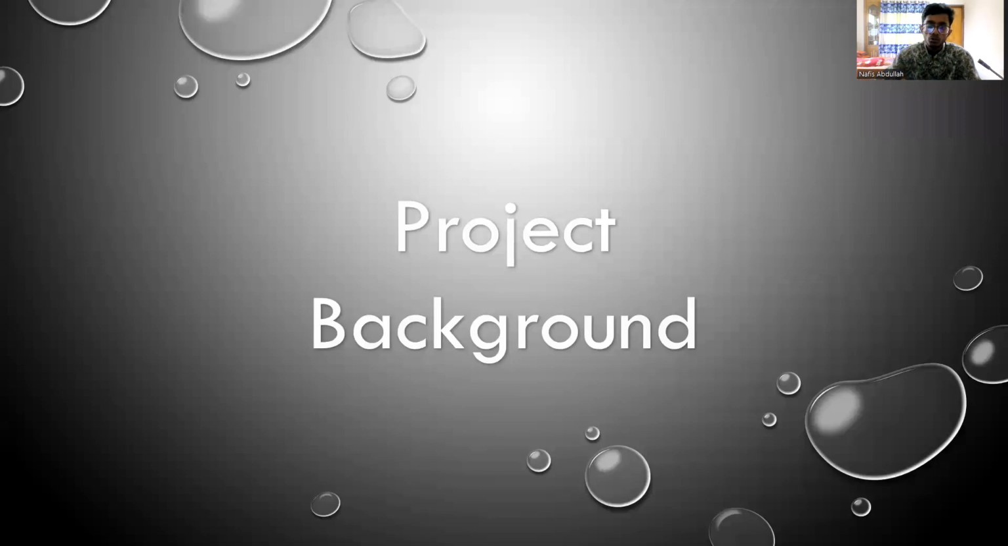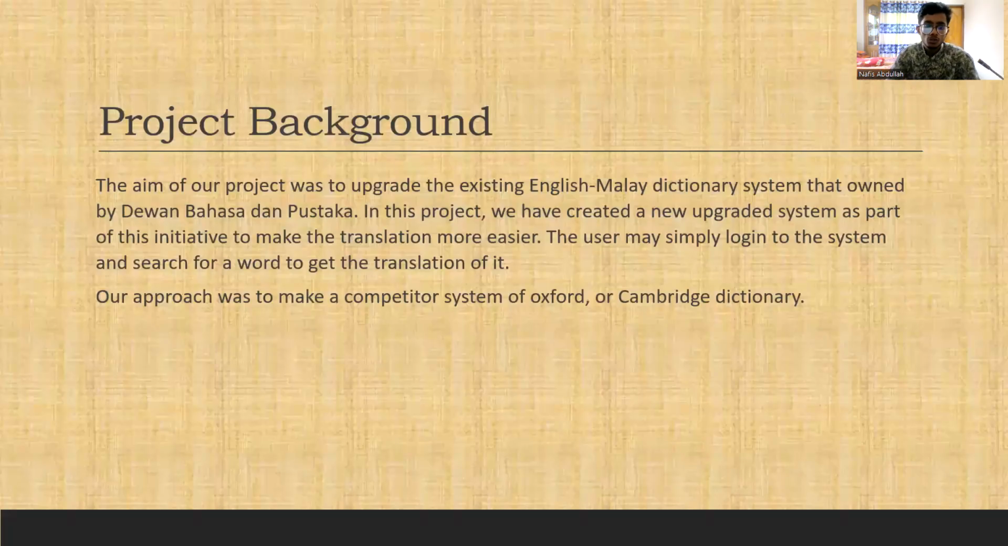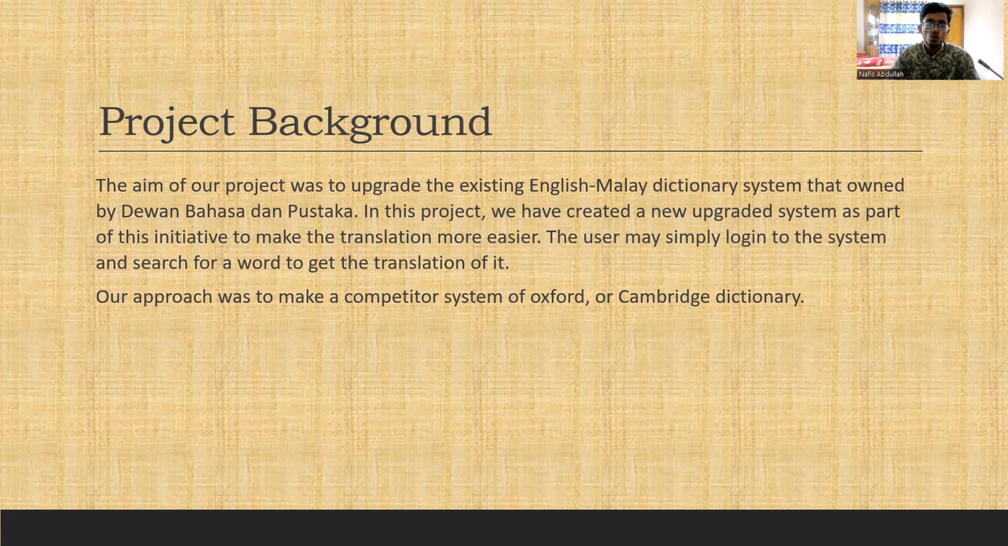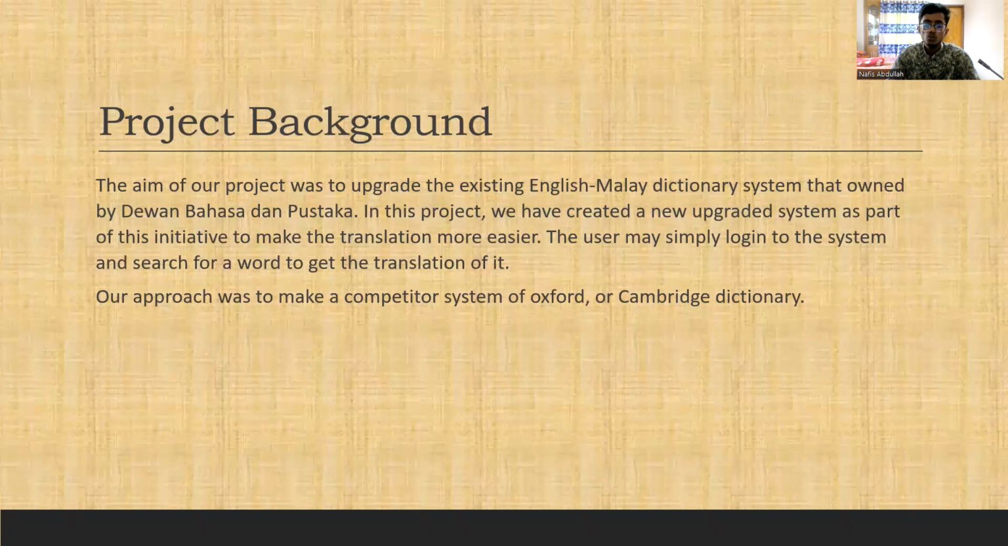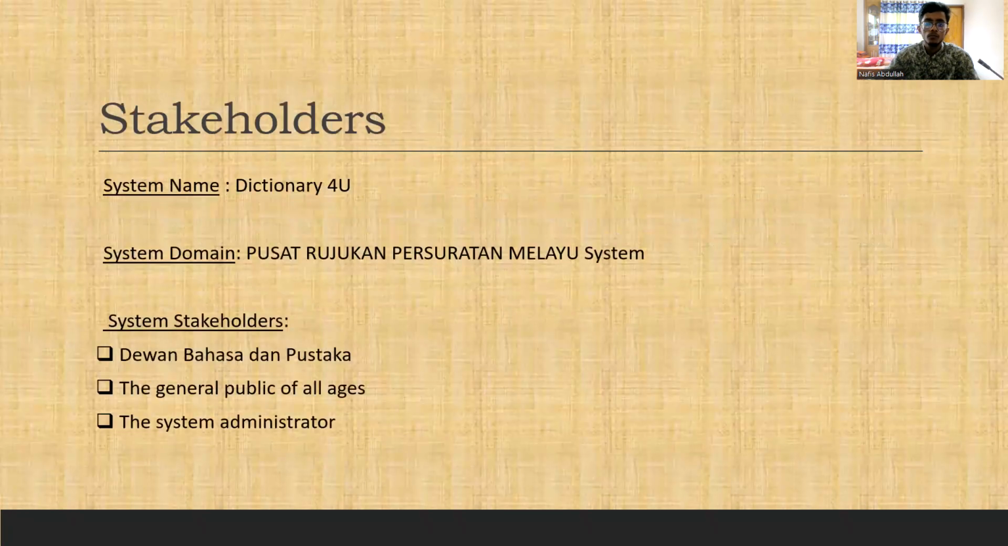So, the project background. The aim of our project was to upgrade the existing English Malay dictionary system that's owned by Dewan Bahasa dan Pustaka. In this project, we have created a new upgraded system as part of this initiative to make the translation easier. The user may simply log into the system and search for a word to get the translation of it. Our approach was to make a computer system of Oxford or Cambridge dictionary.